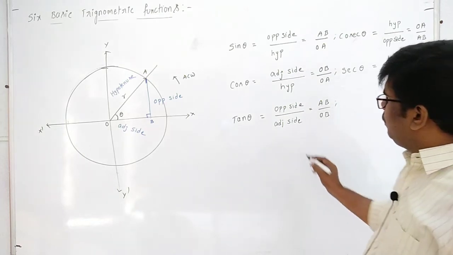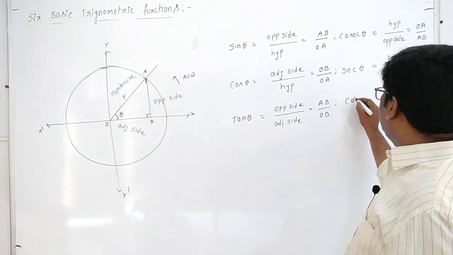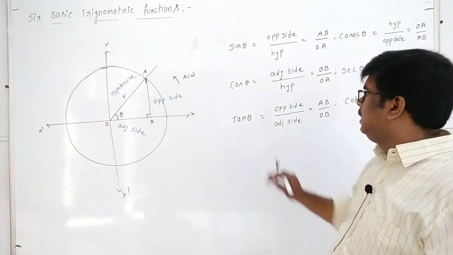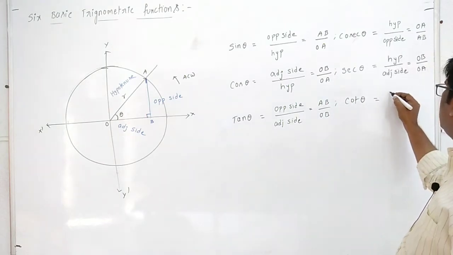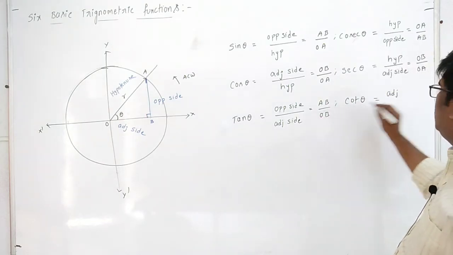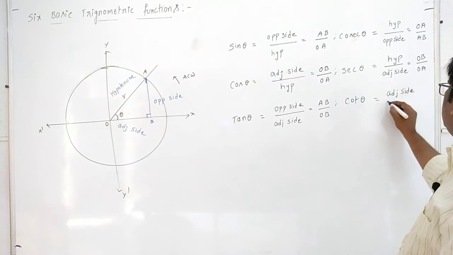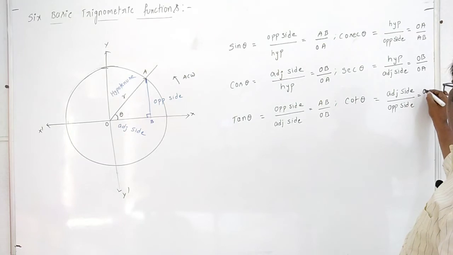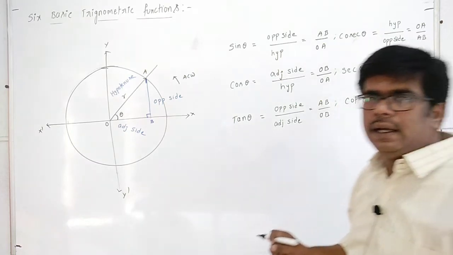And cot theta, you can write as the reciprocal of tan theta, then we can write adjacent side by the reverse of it, adjacent side by what? Opposite side, that is OB by AB. So OB by AB.